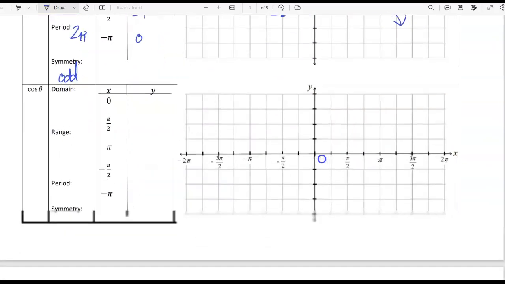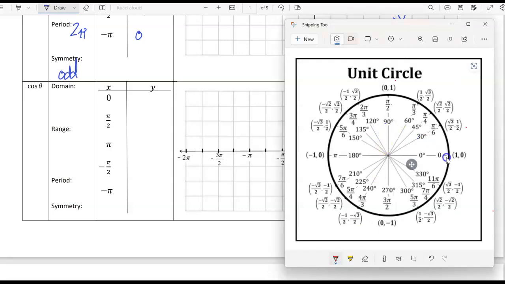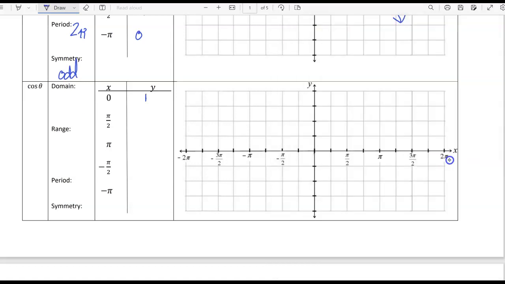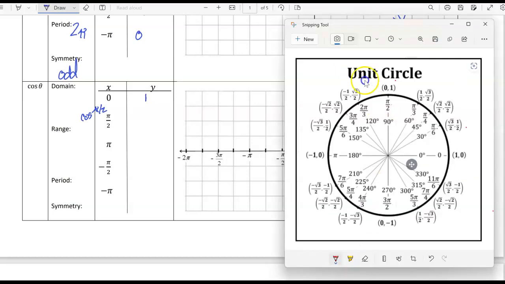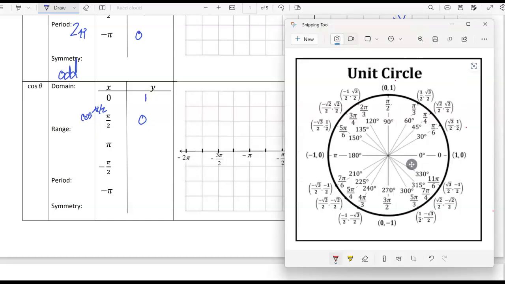So we're going to do the same kind of thing for cosine. What is the cosine of 0? Well, to find the cosine of 0, we're going back to our unit circle. The cosine of 0 is 1. And now we're looking at the cosine of pi over 2. Going back to our unit circle, cosine of pi over 2 is going to be 0. Remember, that is the x-coordinate. Cosine of pi is over here at -1.